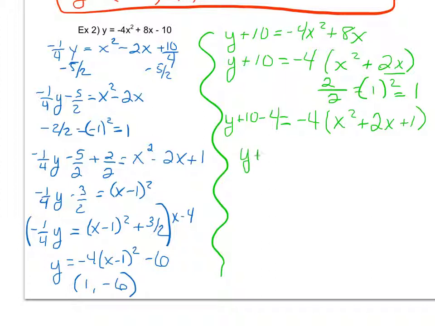giving me y plus 6 equals -4. This now factors to be x plus 1 times x plus 1. Ooh, I have a mistake. I'm going to tweak all of my work very quickly. I'm going to do it in a different color.